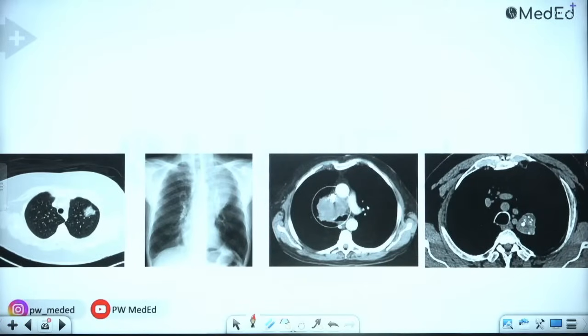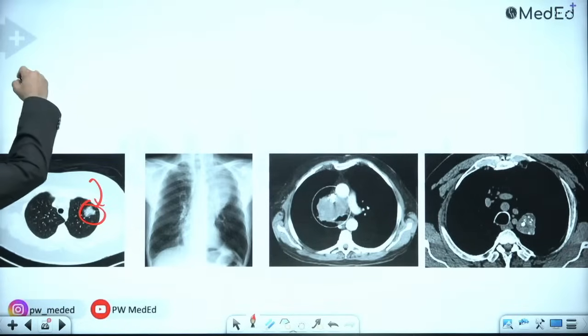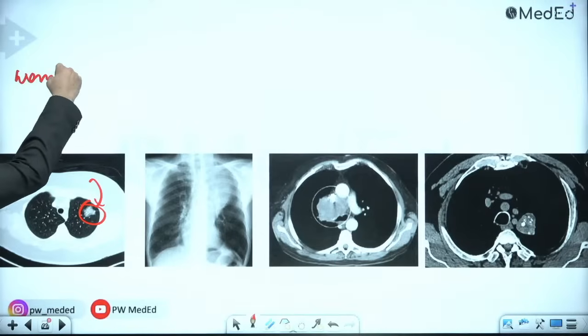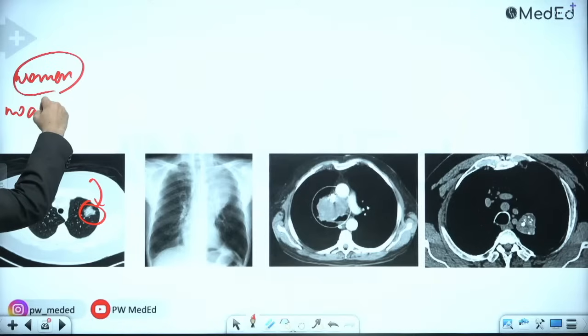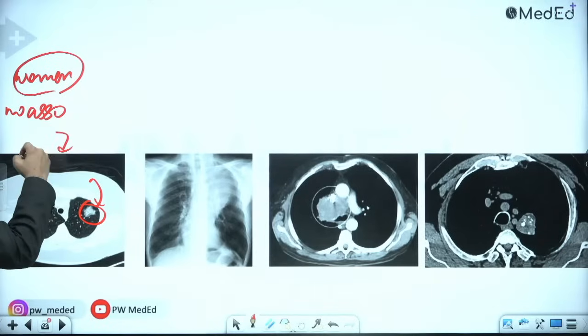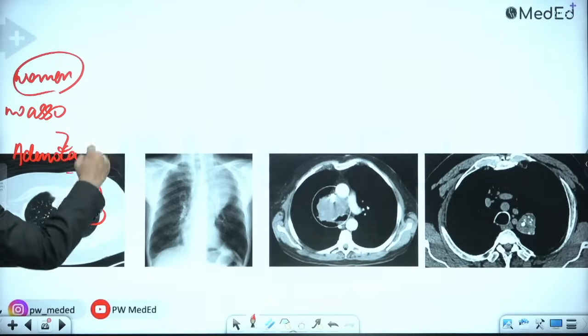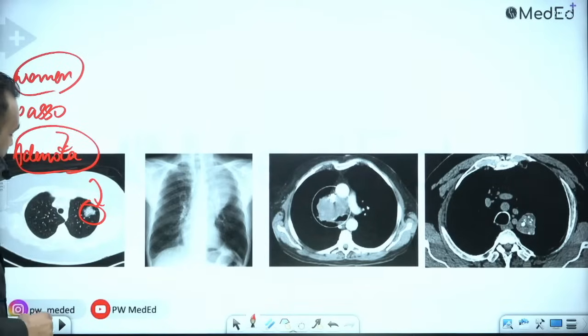So guys, if you are given in the question that the lesion is located in the periphery, it is a young woman, no association with smoking, no history of smoking is present, then you are going to say that it is a case of adenocarcinoma of lung. Adenocarcinoma of lung.